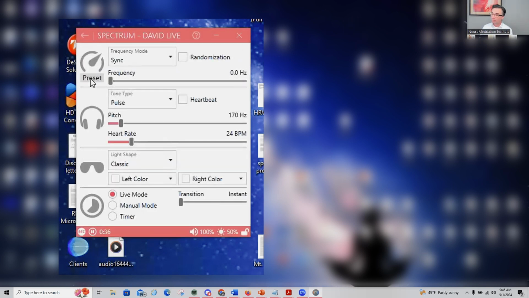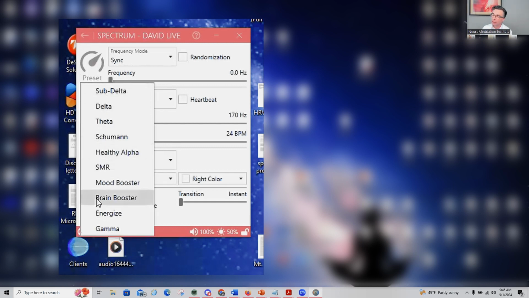So first things first, if you go to this preset at the very top, I'm going to click on the word. And when I do that, I get this list of programs. You see it starts with the very slowest, sub delta, below delta, and then it goes faster and faster and faster. Some of these in the middle, the mood booster and the brain booster, are some of those dual channel experiences, right? Where there's something different happening on the left and the right hemisphere. Now, you don't see the Gansfeld on here, but I'm going to show you how to use that, okay? So let's just for now say we're going to do healthy alpha.